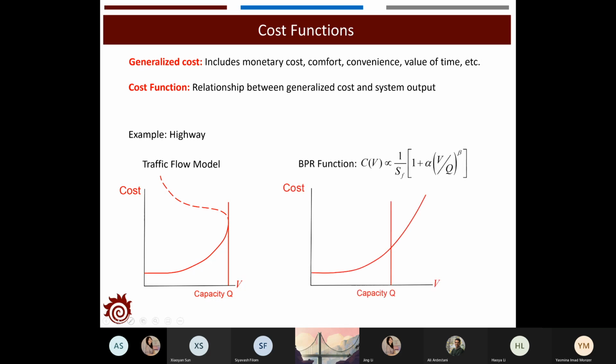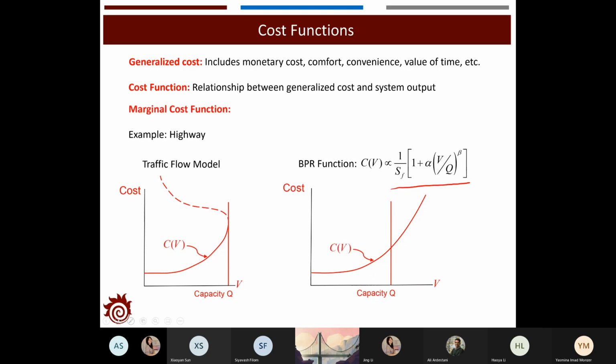Also, FHWA has BPR functions, and it shows that the cost is linearly increasing with respect to the volume. So it shows a formula to identify the relationship between the cost and the flow on the road. So these would be the two common cost functions for highways.